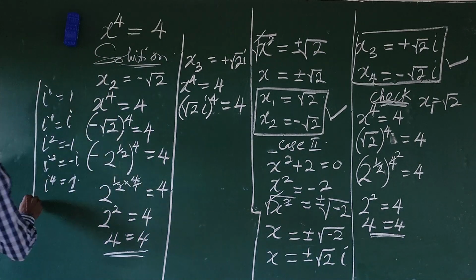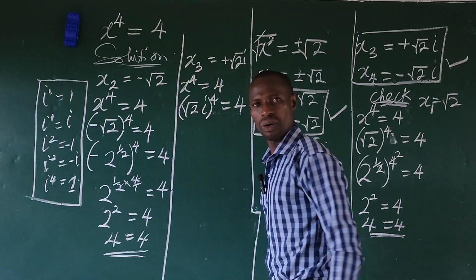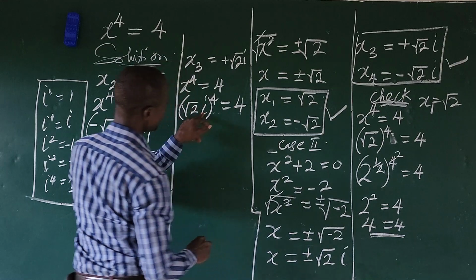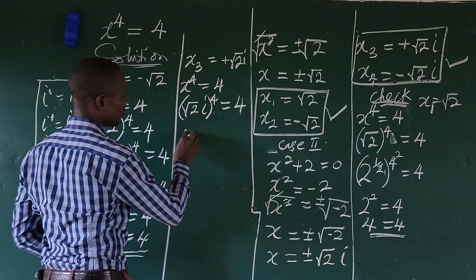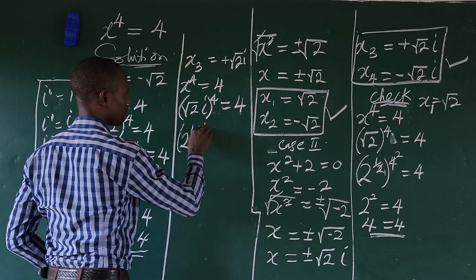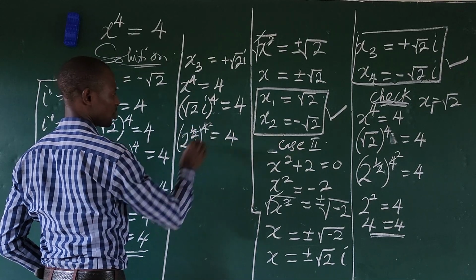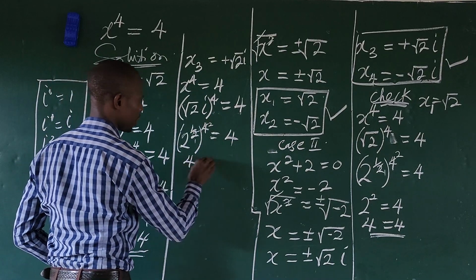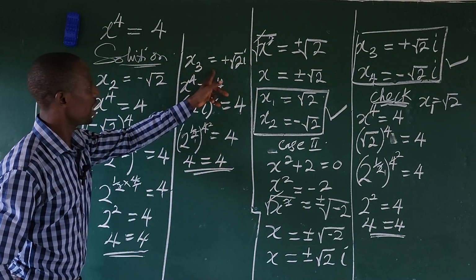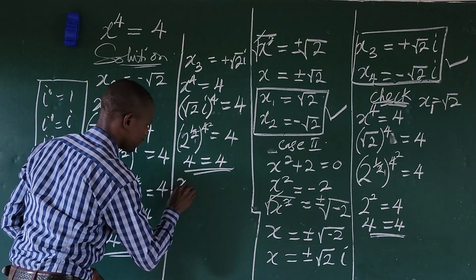Okay, so let's just take this. Iota to the power of 1, to the power of 4 will give us positive 1. So again, this will give us positive 1. And so we are left with our 2 to the power of 1 over 2, then to the power of 4 equal to 4. So if this cancels here, we have 2. So 2 to the power of 2 will give us 4 equal to 4. This is another proof that this root is also correct. So let's check the negative one, which is our x4.